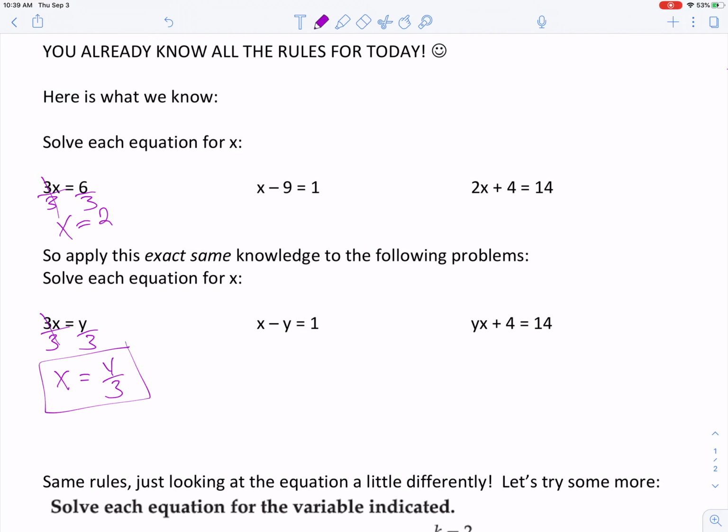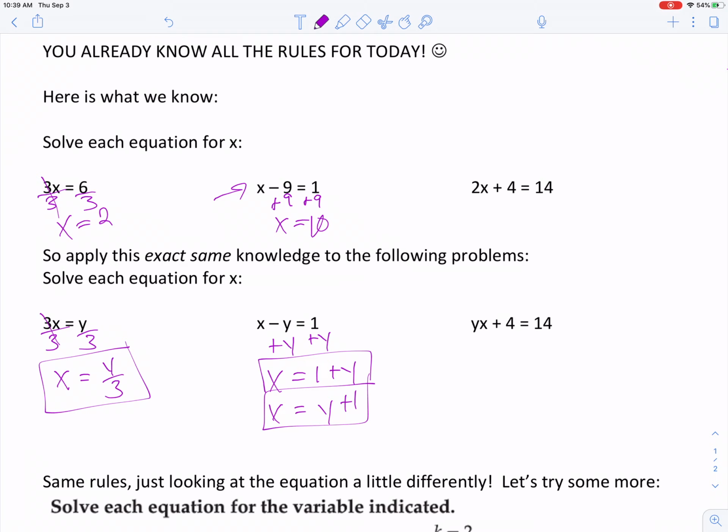So let's check out up here. X minus 9. Okay, to get rid of the 9, you would add 9. 1 plus 9 is 10. Excellent. Same rule. That minus y is in my way from having x by itself. So I'm going to add y to both sides and get x equals 1 plus y, or you could also say x equals y plus 1. It doesn't matter either way.